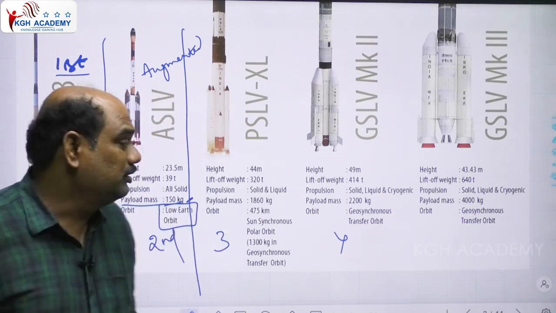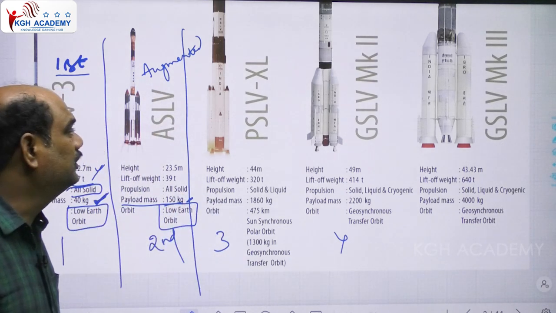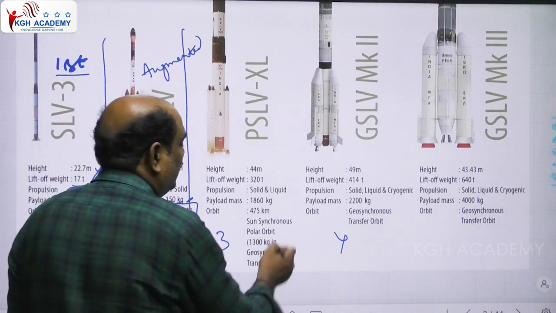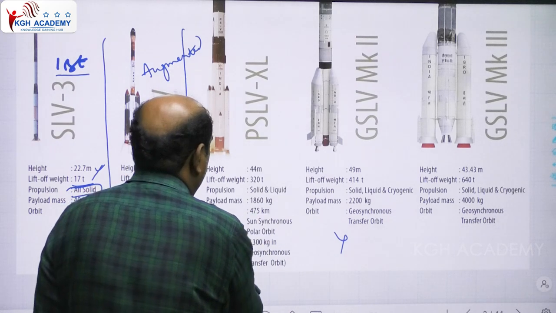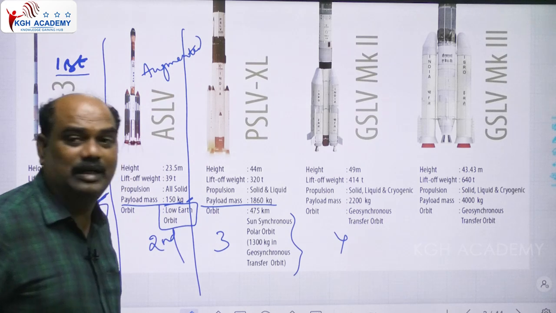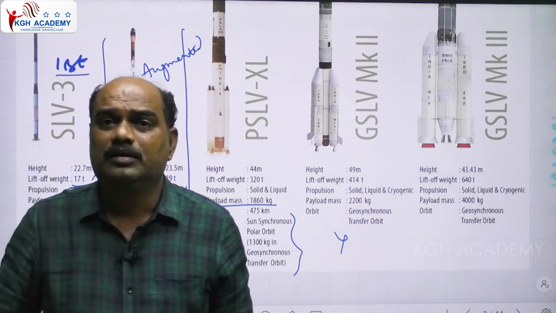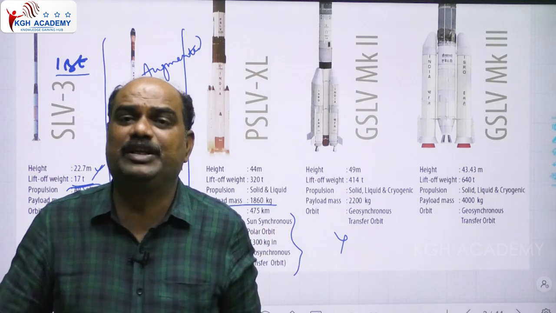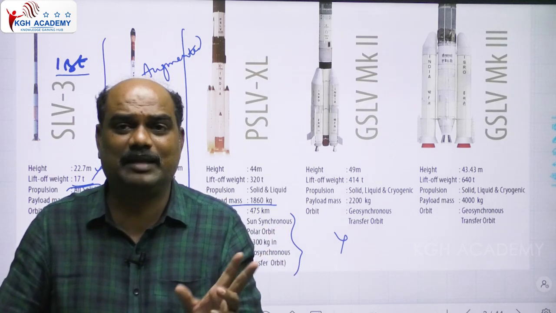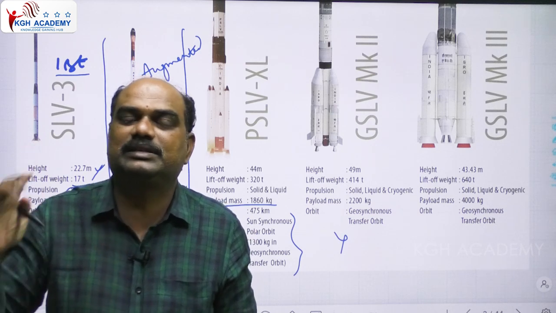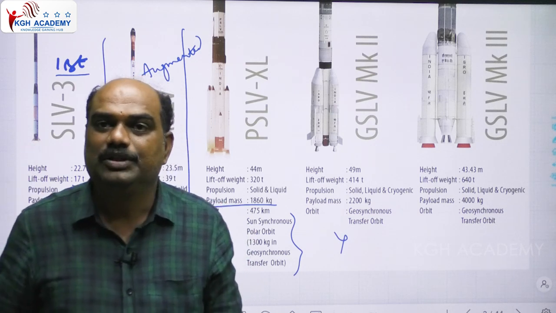Okay, so now coming to the PSLV. What is the unique feature about the PSLV? PSLV can carry satellites to sun synchronous orbit. Sun synchronous orbit means the height will be the same, but the inclination will be different. Within the same height range of 160 to 1600 kilometers, just the slight inclination can vary.